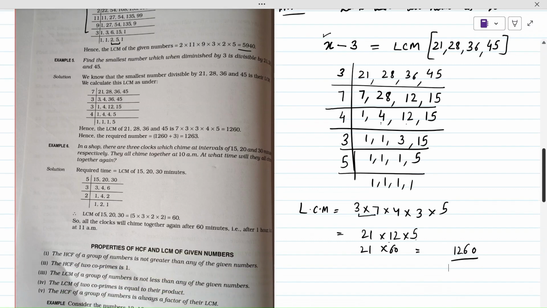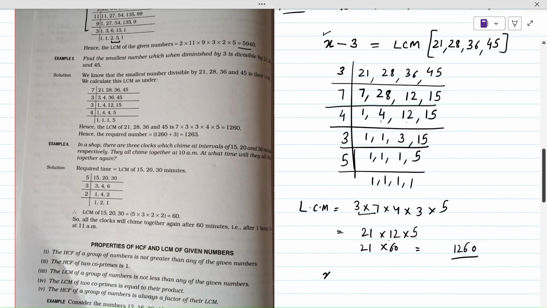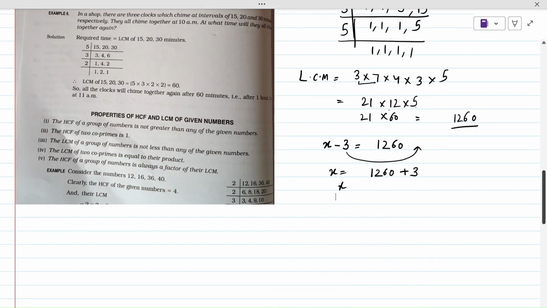Okay. So what I can write here is that the number which I want, which when subtracted with 3, is giving me the LCM, that is the smallest number common to all these, their least common multiple. So that means X is what? 1260. This 3 will move to the right hand side and will become plus. So the number which we wanted here is 1260 plus 3, which is 1263. Right? This is what we wanted. Okay. This is done, kids.